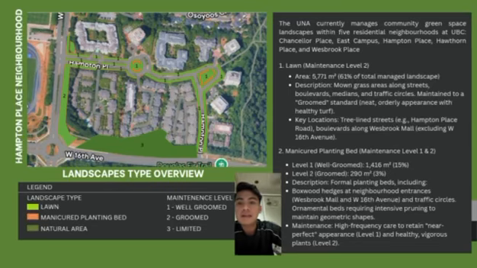Second is the manicured planting bed. It has maintenance levels 1 and 2. Level 1 is well groomed, which consists of 1,416 square meters, which is 15%. Level 2 is groomed, 290 square meters, which is only 3%. The description is formal planting beds, including boxwood hedges at neighborhood entrances and traffic circles. Ornamental beds require intensive pruning to maintain geometric shapes.